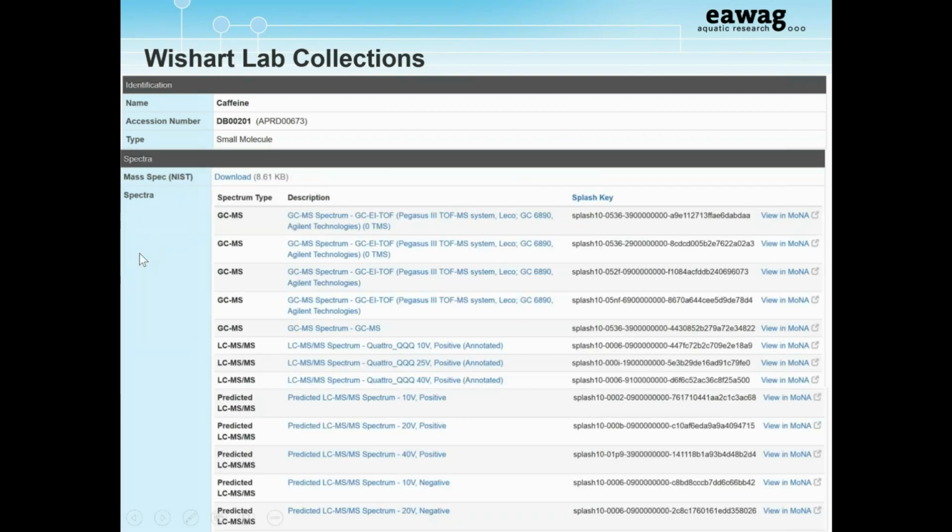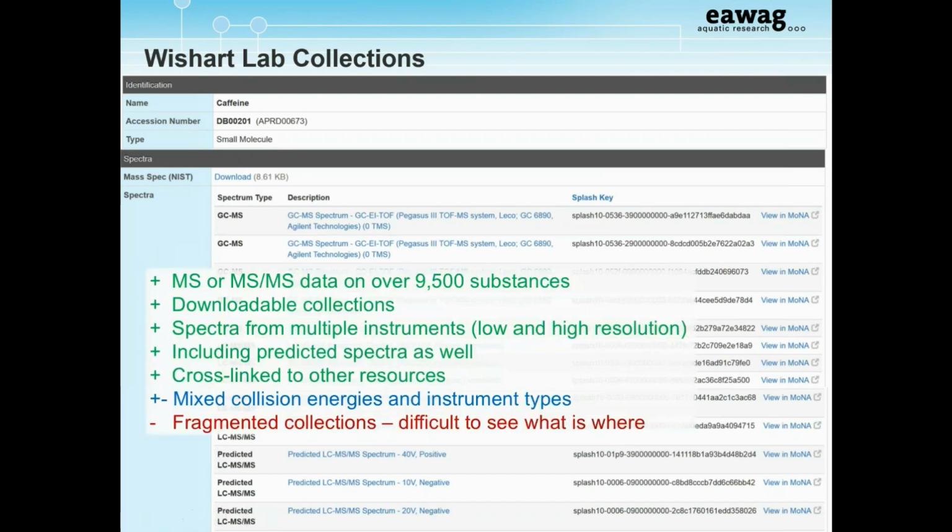What you can see here for caffeine is that in this card they have basically all of the spectra listed. You can see GC-MS spectra, you can see LC-MS spectra, and they also have predicted MS-MS spectra. So they have MS or MS-MS data measured on around 9,500 substances.